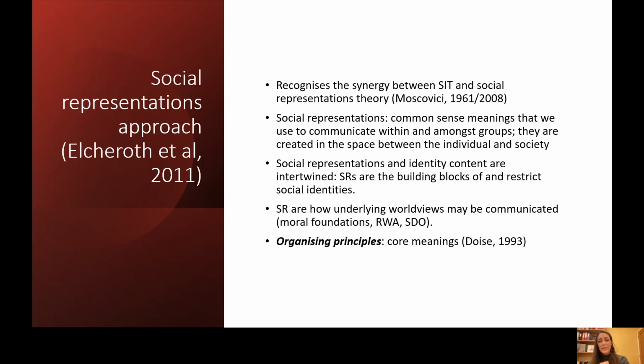So, to identify meaning, we employed an epistemological approach that builds on the current literature's reliance on social identity theory. We employed a social representations approach. A social representations approach essentially recognizes the synergy between social identity theory and social representations theory. And we expand on this more fully in the paper, but the idea is that identity meaning is built through the shared common understandings of those identities. Understandings that are exchanged within and between groups and is located in everyday lay language.